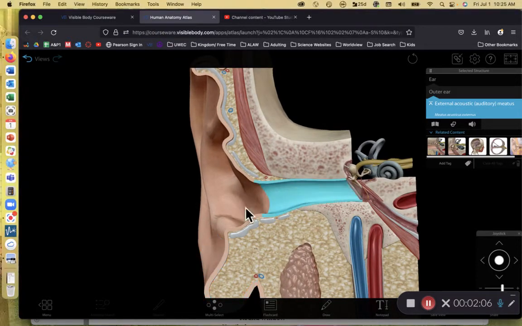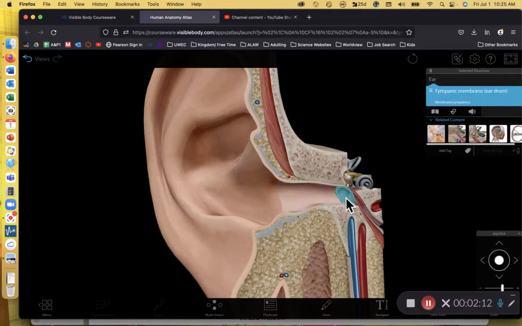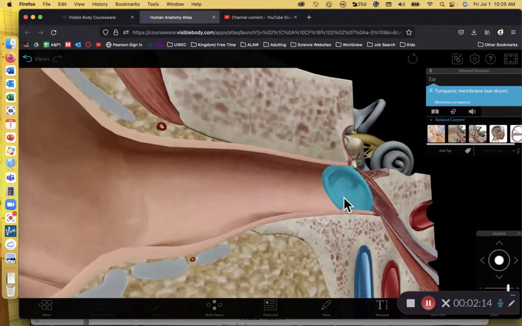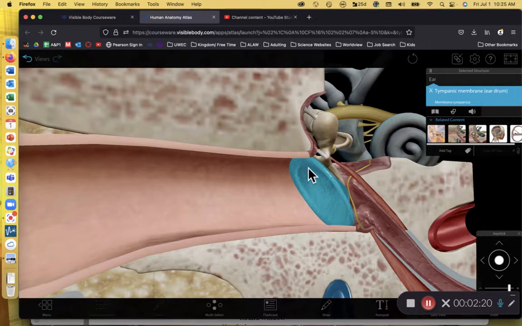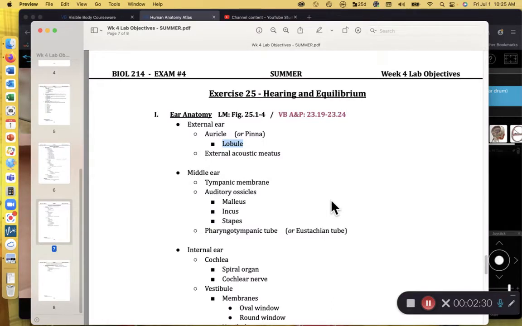Anyways, moving on here, we have the external acoustic meatus, and that external acoustic meatus goes to the tympanic membrane on the innermost portion of the ear, right there. This tympanic membrane, in common English referred to as the eardrum, marks the dividing line between the external ear and the middle ear. On our lab objective sheet, we included the tympanic membrane with the middle ear. Every once in a while, depending on how your lab manual categorizes it, the tympanic membrane will be included with the external ear. I think of it as a dividing membrane.